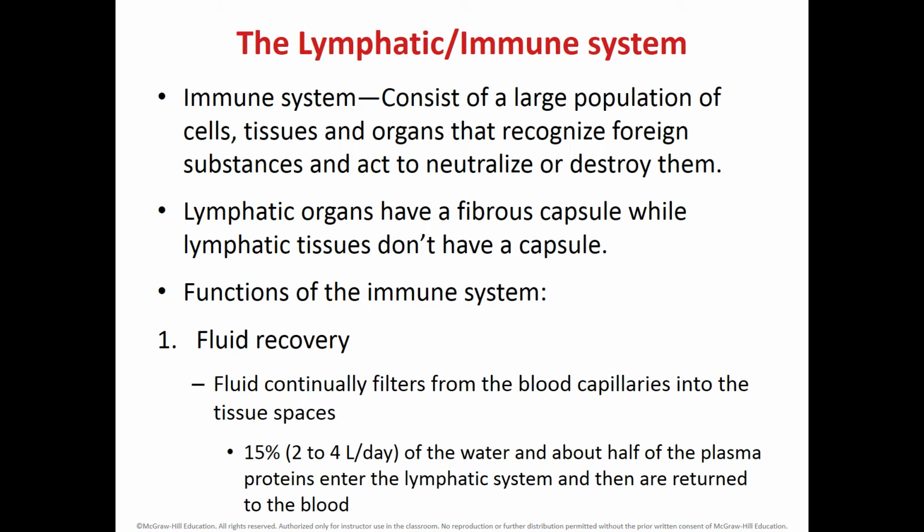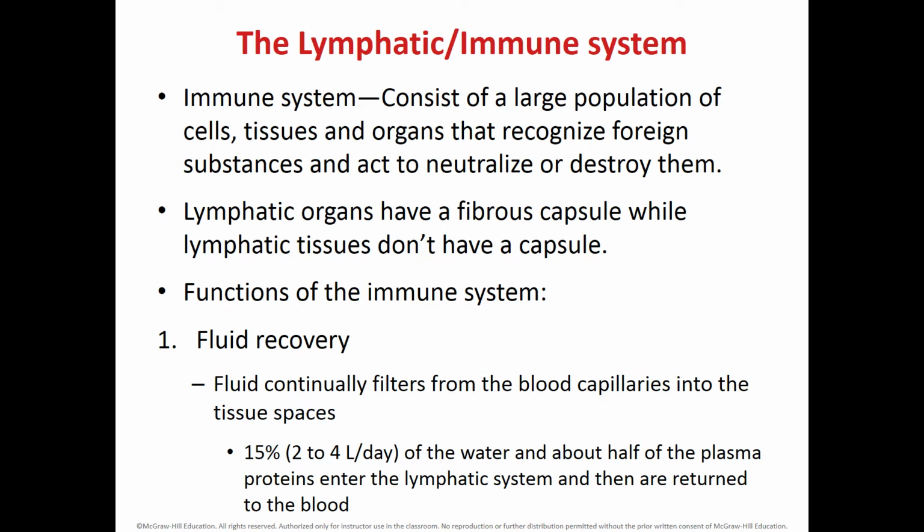Now, one difference between the lymphatic organs and the lymphatic tissues is that the lymphatic organs are surrounded and protected by a fibrous capsule, so they have a defined structure, and the lymphatic tissues do not have such a capsule. Because of this, the lymphatic tissues do not have a defined structure. So this is one of the key points you need to understand: lymphatic organs do have a fibrous capsule, while lymphatic tissues do not.